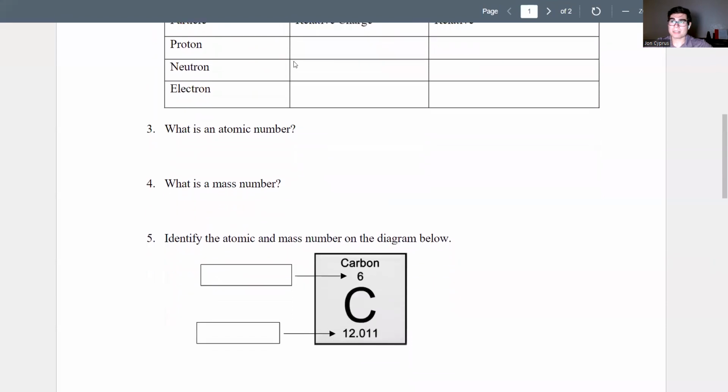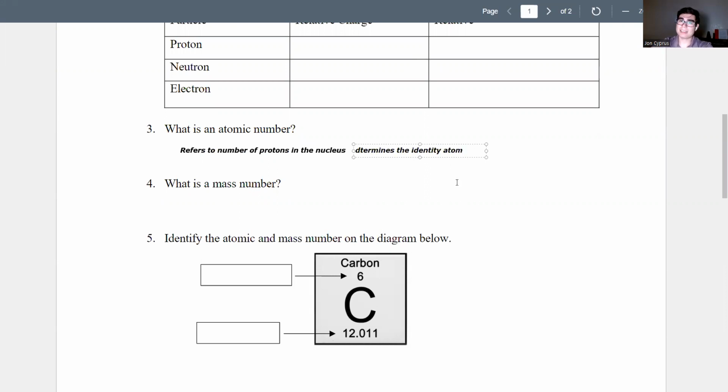What is an atomic number? So the atomic number, if you're looking on the periodic table, is the little number above the symbol. The atomic number refers to the number of protons in the nucleus. And I think I'll just type this out. I think that would be better. It refers to the number of protons in the nucleus. And this also determines the identity of the atom.